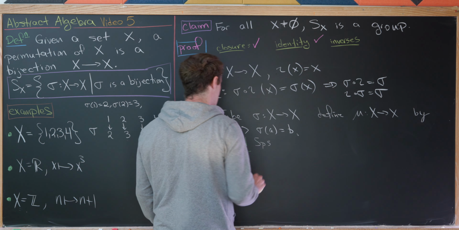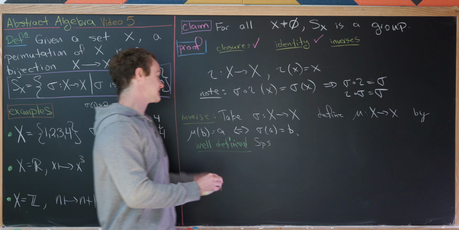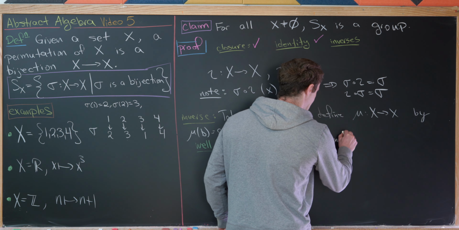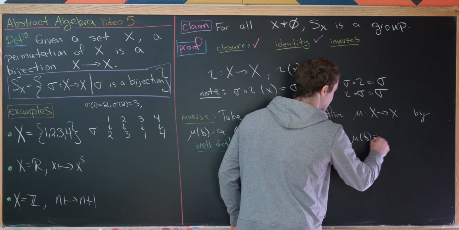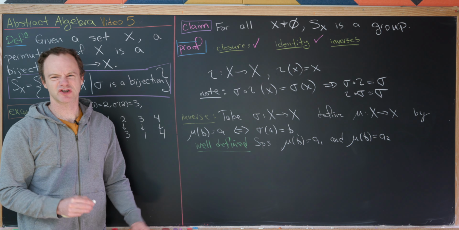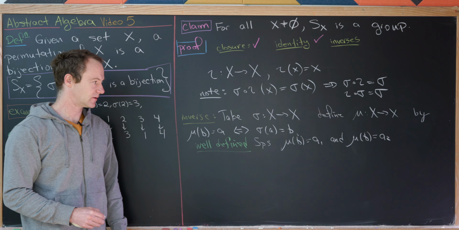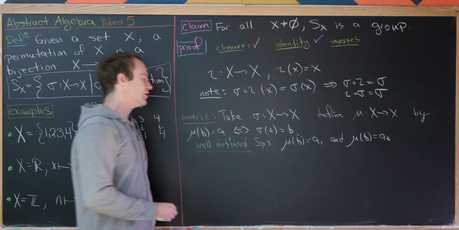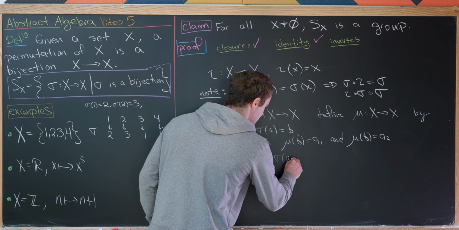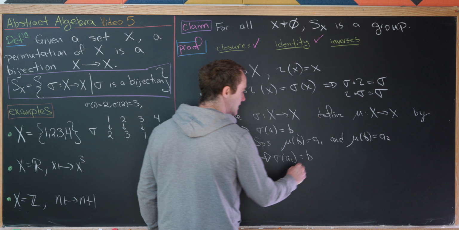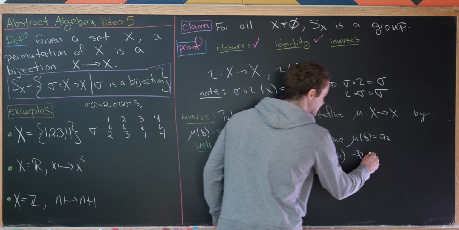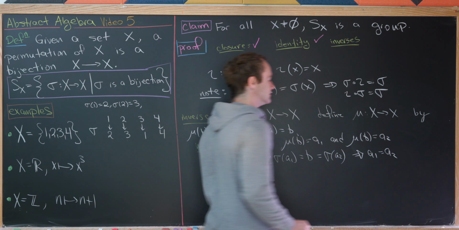Well, let's suppose that under this setup, we have mu of b is equal to a1 and mu of b is equal to a2. So a priori, we don't know that mu is a function. It could simply be a relation. Okay, but notice that by our definition of mu, this means that sigma of a1 equals b, which is also equal to sigma of a2. But that means that a1 is equal to a2.